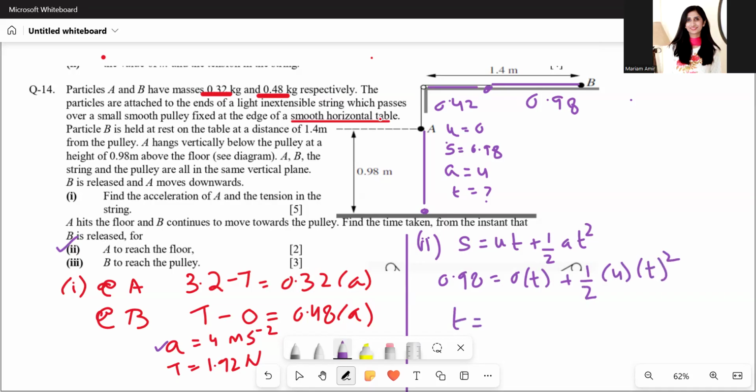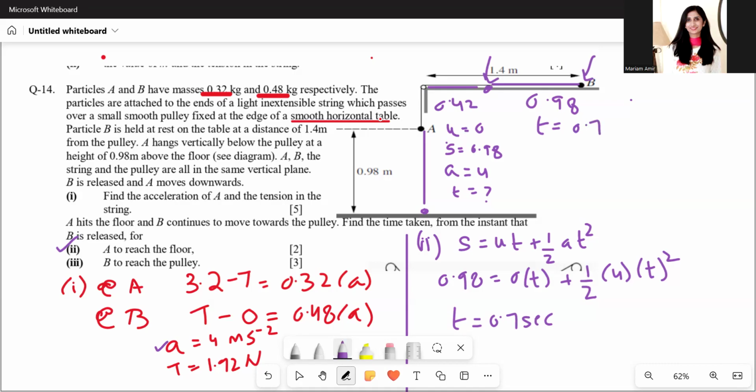And you would get 0.7 seconds. So it takes 0.7 seconds for A to reach the ground. That means it takes 0.7 seconds for B to go from this point to this point. So this is also 0.7 seconds.